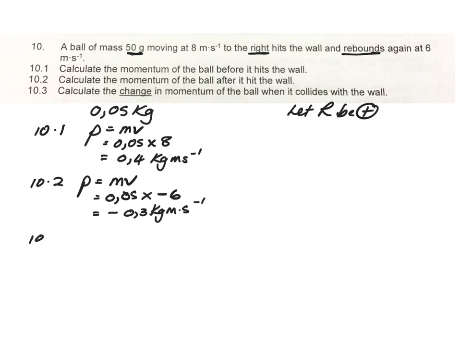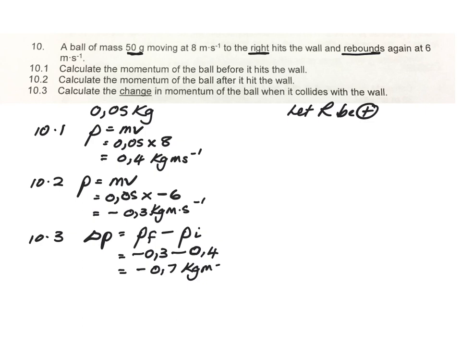So the change in momentum is p final minus p initial. Now my final momentum was minus 0.3 and my initial momentum was positive 0.4. So I get minus 0.7 kilogram meter second to the minus 1.